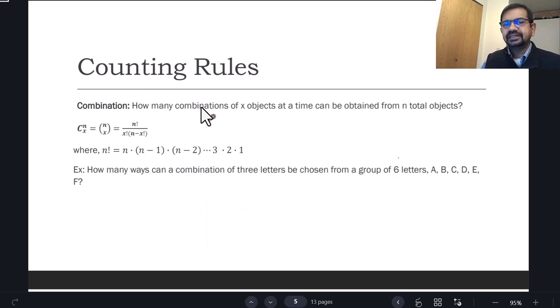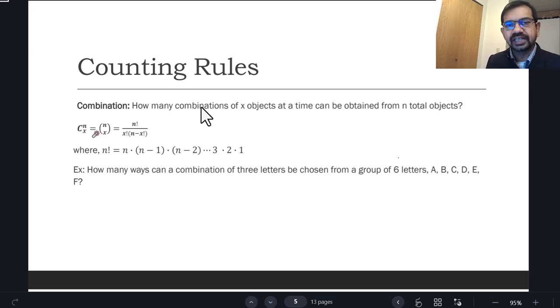An important idea, which is at the heart of calculating numerical probabilities, especially for outcomes which are countable, are the counting rules. Very often we're interested in selecting from a group of n objects a set of x items, and we want to know how many combinations of x items we can get from n. So in this case, n is our total number of objects, and x is how many items we are choosing at a time.